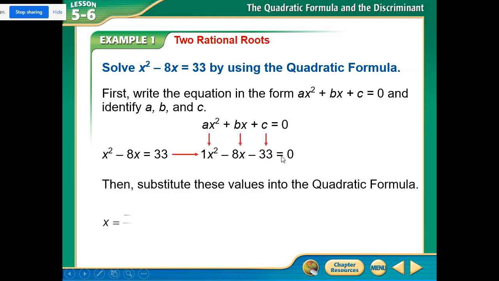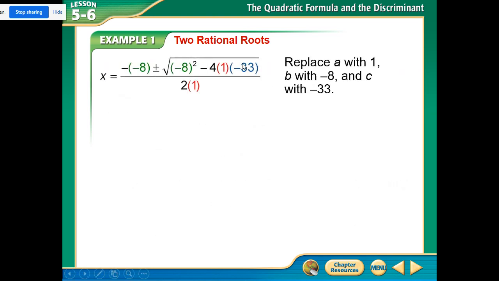So now once we know those, we're going to substitute it in. Now we're going to put it all together. But let's focus in on just this part here: b squared minus 4 times a times c. That 4 is always going to be there. It's always going to be minus 4. And then a is 1, c is negative 33. So let's simplify this. Ignore these other parts for right now. We'll get back to them. All right. 8 squared is 64, and 4 times 1 times 33 is 132. The double negative makes it a positive.